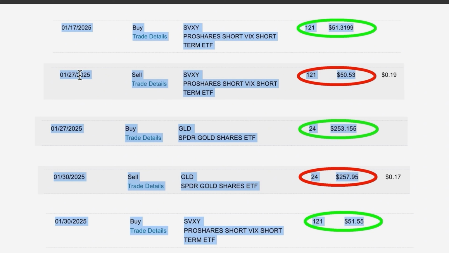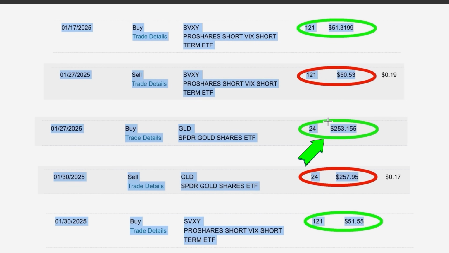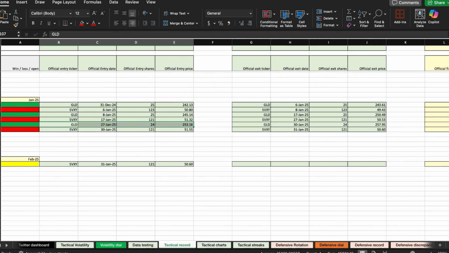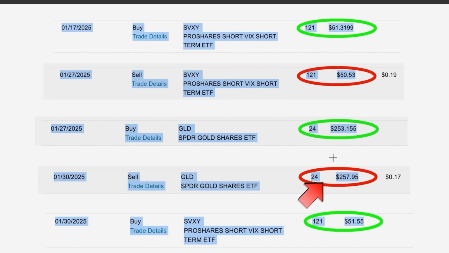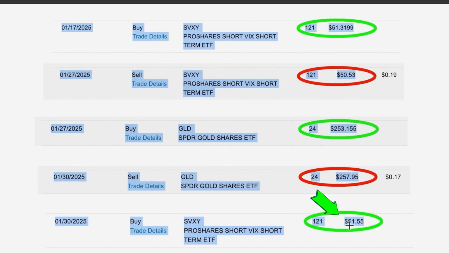But if I'm selling on the 27th, I'm also buying something else on the 27th. So there's that gold position there, 253.16 right there, rounded up. I know you probably get it at this point, but just to be thorough. And then on the 30th, that gold position was sold again. 257.95, that's there, second to last one. That's on the 30th. If we sold gold here on the 30th, we also have to buy something else. That's SVXY, 121 at 51.55. That's the last one down here.